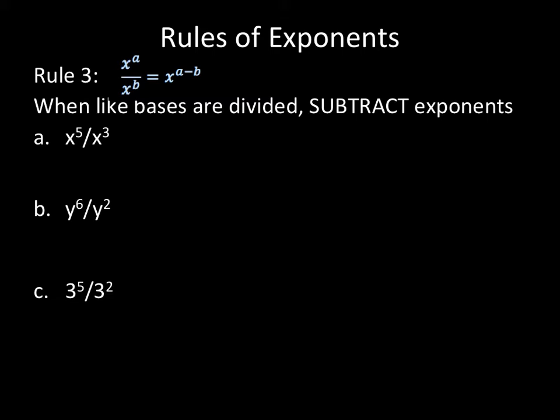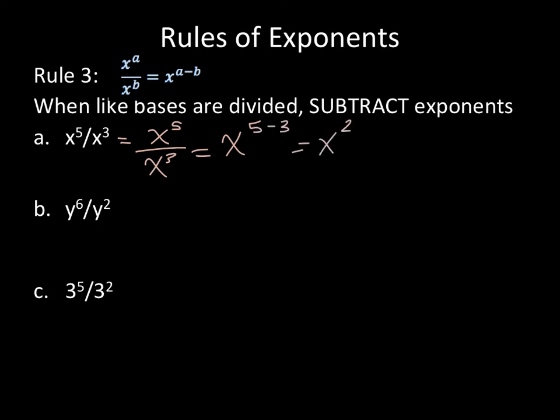Going quickly through these, the third rule of exponents deals with division. When like bases are divided, subtract exponents. And when I say like bases, I mean we have the same base. Looking at letter A, our base is x, right? So this is actually just understood to be x raised to 5 over x cubed. The base for both of these, the numerator and denominator, is x. So we're just going to subtract 5 minus 3, which is x squared.